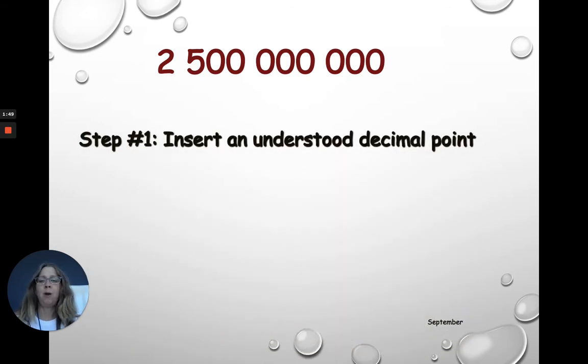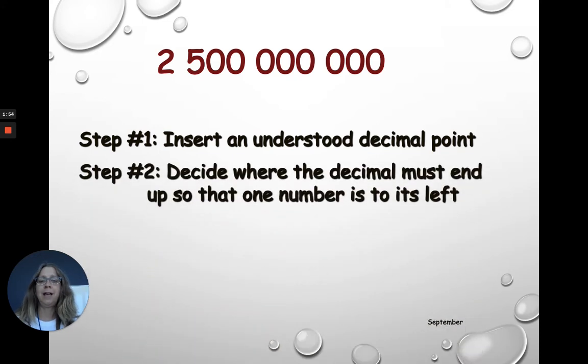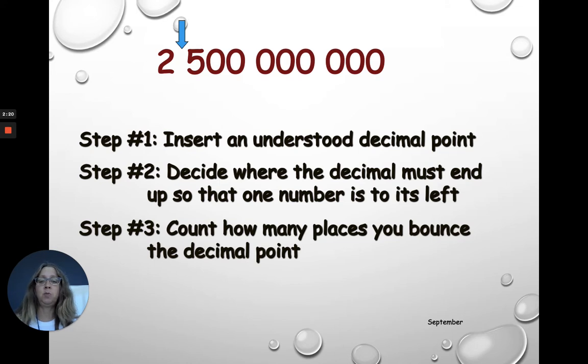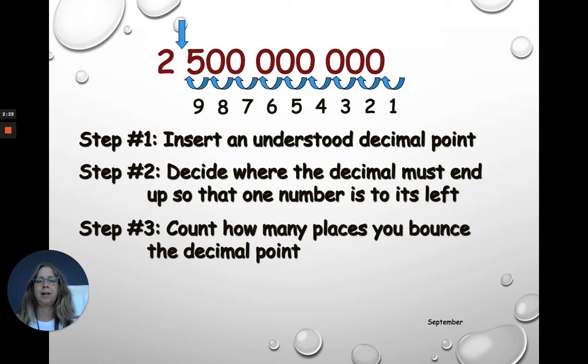So first, you have to insert an understood decimal point. Next, you have to decide where the decimal point must end so that the number is to the left. So there's just one number to the left so that it's a number between 0 and 10. So we have to put the decimal point right there because we only have one number to the left, and that would give us a number that was less than 10 but greater than 0. Step 3, count how many places you bounce the decimal point. So the decimal point starts here, and we bounce the decimal point, if you count, to get there, 9 places.